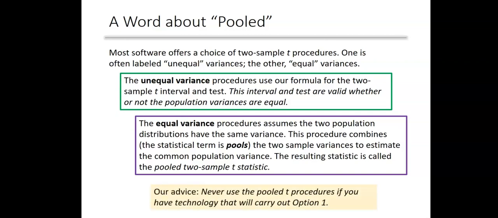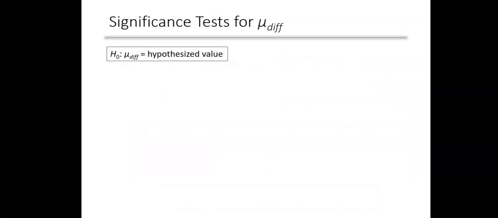We don't do that in AP Stats. So we don't pool the data. When you're doing it on the calculator, never, ever, ever choose pooled data. We don't use that technique, but it is a valid technique.